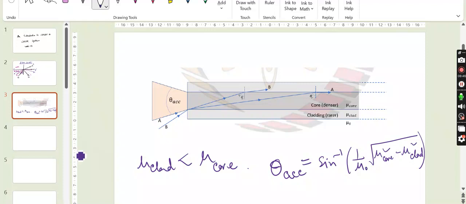As can be seen in the figure, the ray A, which makes the lower boundary of the incident light beam, after its refraction into the core, strikes the interface of the core and cladding at the critical angle.